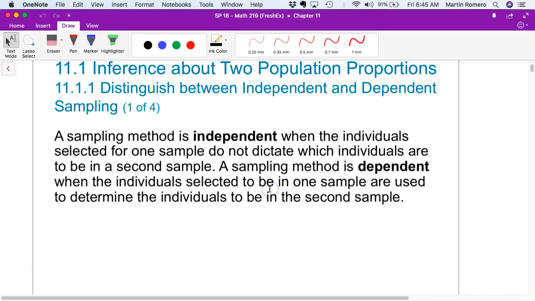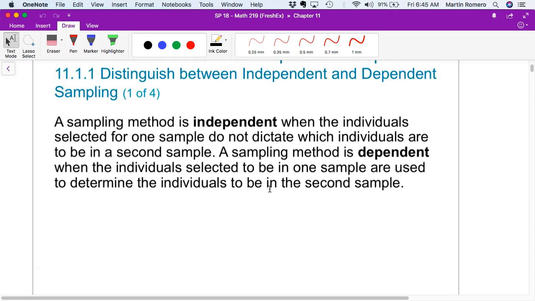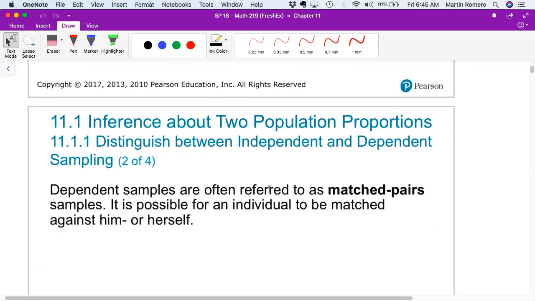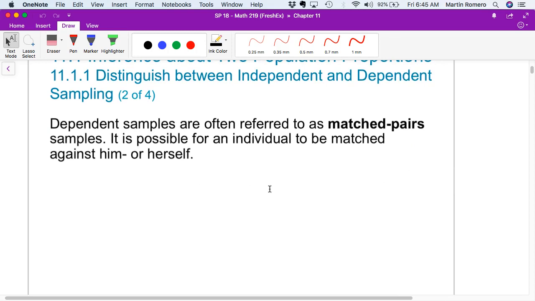And of course, a dependent sampling method is when the individuals selected to be in one sample are used to determine the individuals in the second sample. And so there is a relationship between those two samples. In the example we did earlier in the introduction, it had to do with the presidents and its opponent. That was a matched pair. Those were dependent samples, versus just two separate groups of people you're comparing. Who was in this group doesn't matter per se. And so in a dependent sample, it's possible for individuals to be matched against him or herself. So sometimes matched pairs are the same person, which we'll talk about in 11.2.